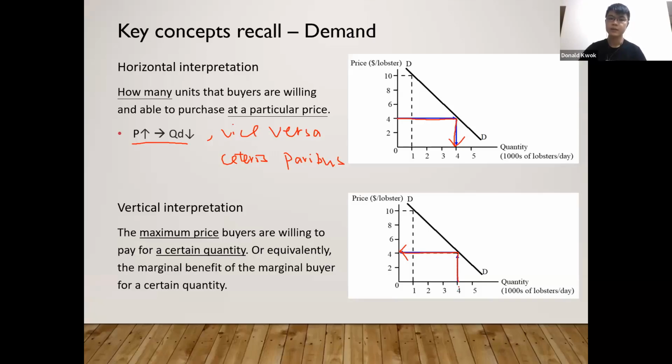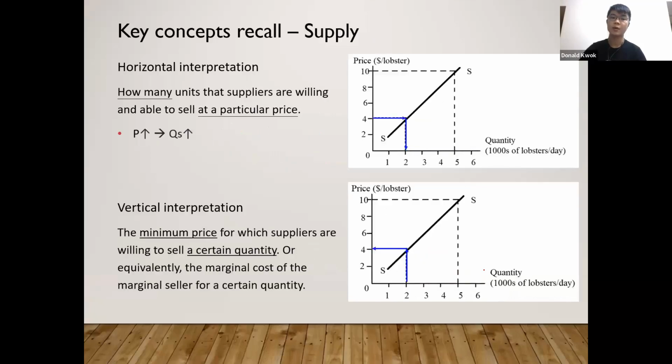Right? So we have something similar on the supply side. Again, the horizontal interpretation and vertical interpretation of the supply curve. For the horizontal interpretation of supply, you are given a particular price and you are going to find the corresponding quantity according to the supply curve. So you're finding the units that suppliers are willing and able to sell at this particular price. For a usual supply relationship, price and quantity supplied will move in the same direction. And again, if you add the vice versa and ceteris paribus condition, it will be the law of supply.